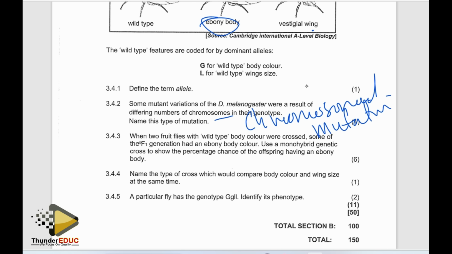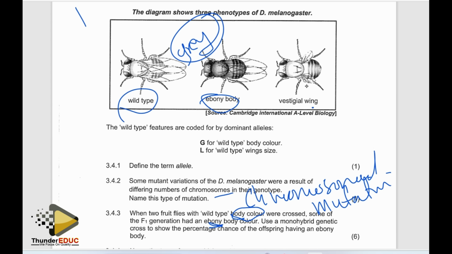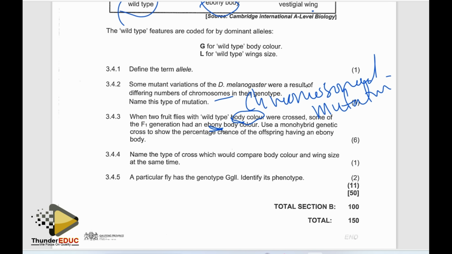They're saying that when two fruit flies with wild type body color, meaning gray, were crossed, some of the F1 generation were ebony. There are two types. The wild type color, which we said is gray, because they said it here. They are saying that some of them were ebony. What does it mean? It means that it was heterozygous. Use the monohybrid genetic cross to show the percentage chance of having the ebony.